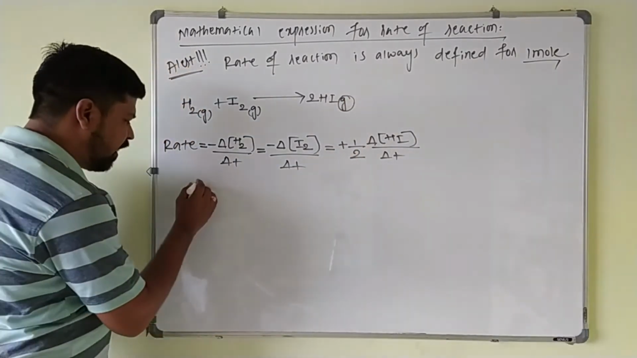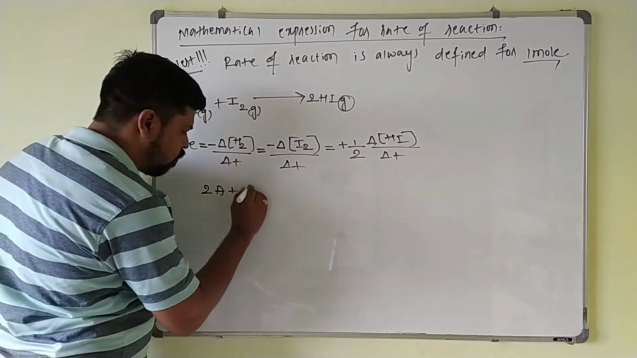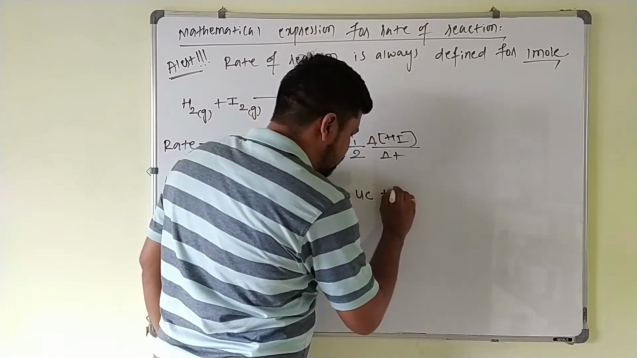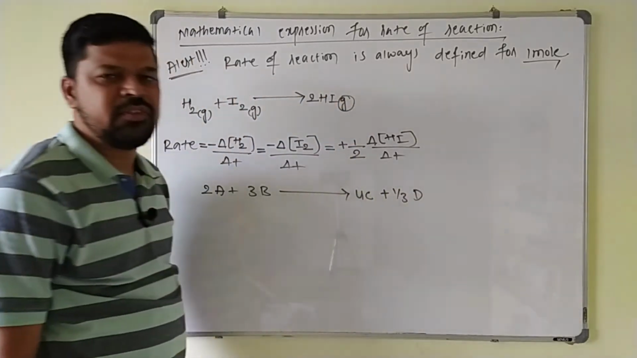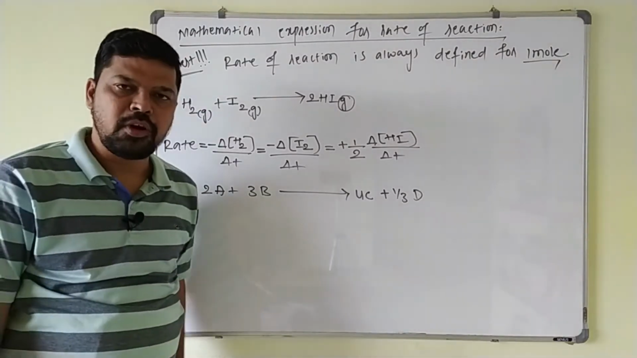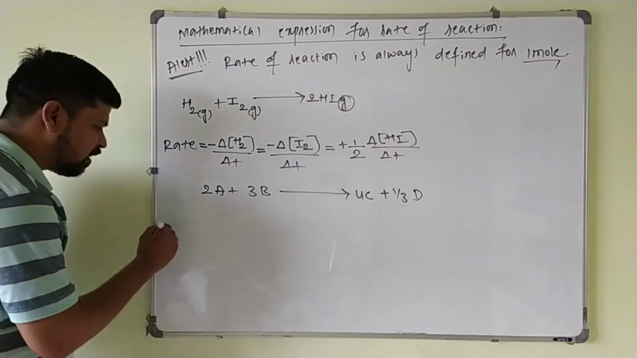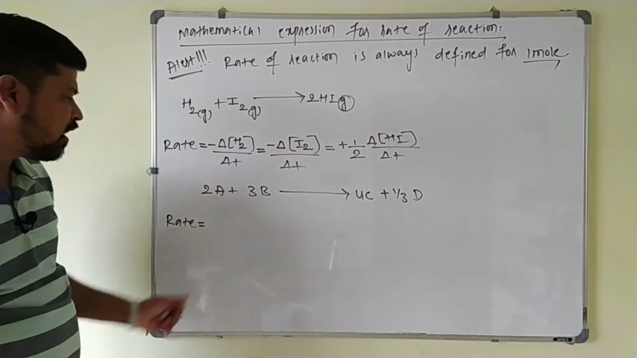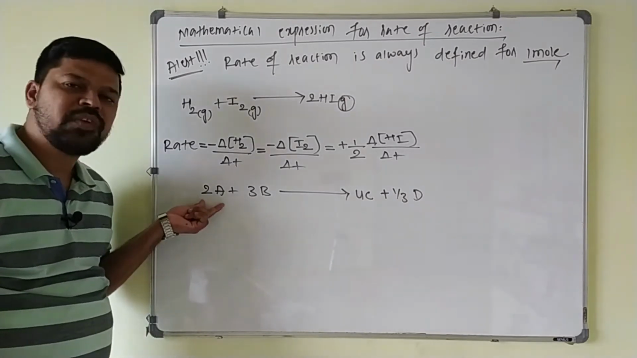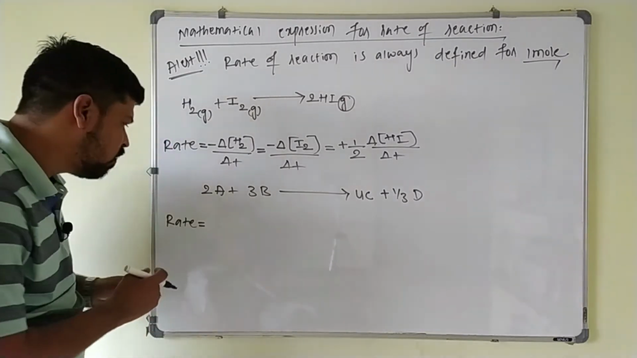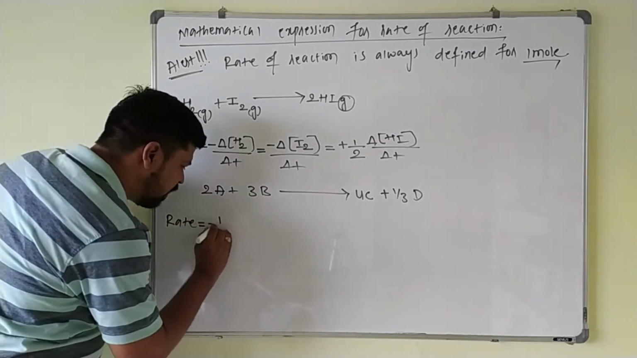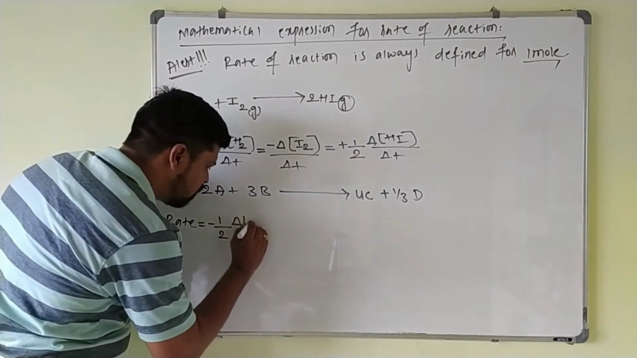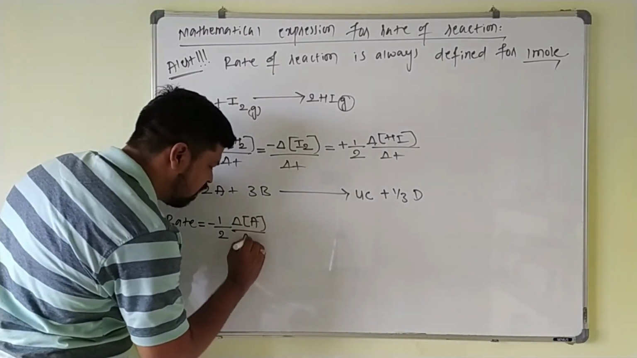For example, in general, if I take 2A plus 3B, it gives 4C plus 1 by 3 D here. Like this if I take. These are the reactants and these will be what? Products here. For this one, how to write the rate of the reaction here? Rate of the reaction with respect to reactant A. Concentration of the reactant A decreases. But here 2 moles of A is there. Rate of the reaction is written for 1 mole. So here what you have to write? Minus 1 by 2. Negative is always for the reactant, decrease in the concentration. So the change in the concentration of reactant A divided by delta T.